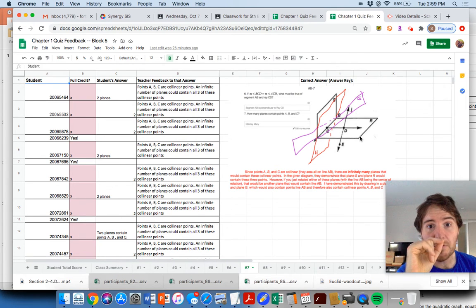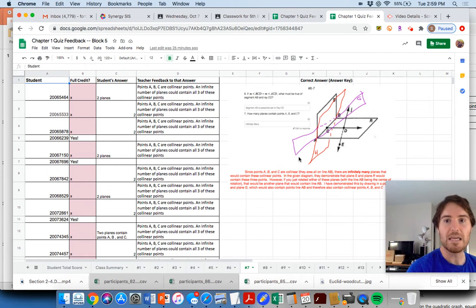Anywho, what must be true of segment AB and ray CD? We did that one. How many planes contain the points A, B, and C? Well, A, B, and C are all collinear points, right? All collinear points. So a line, right? A line is contained in infinitely many planes.